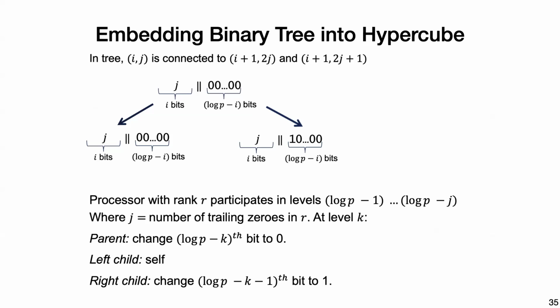The way you get the parent is you change the relevant bit, like this one. You set this bit to 0 and come back to here. Then the left child is yourself, and for the right child you flip this bit to 1. This is the same bit manipulation that you do to get who's next in your broadcast.